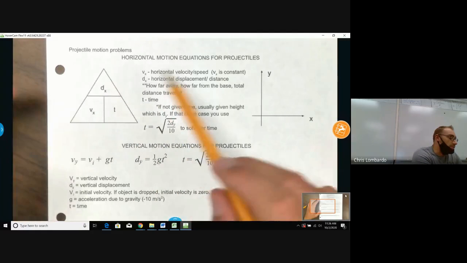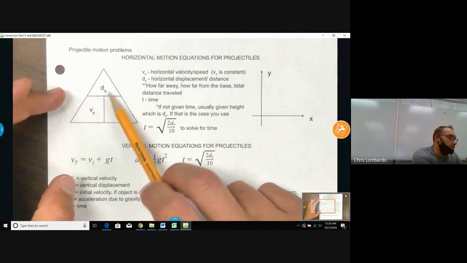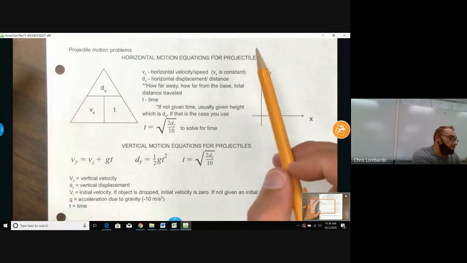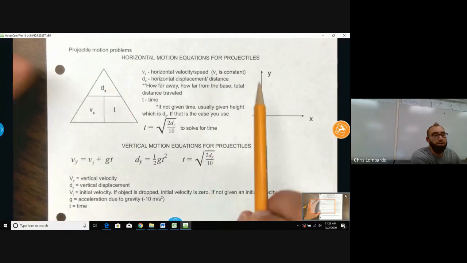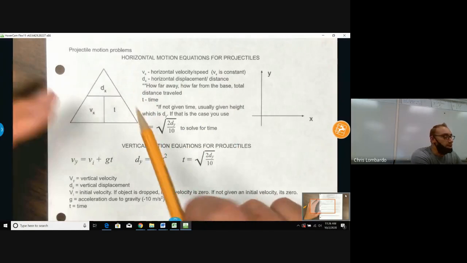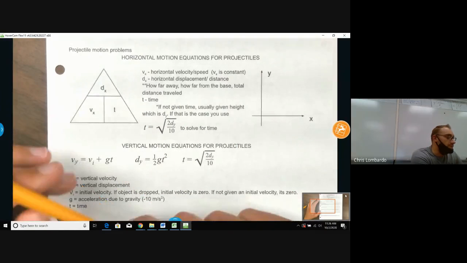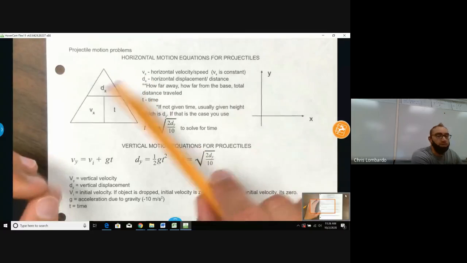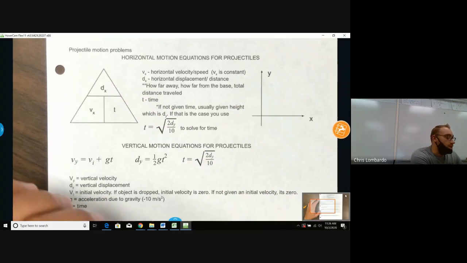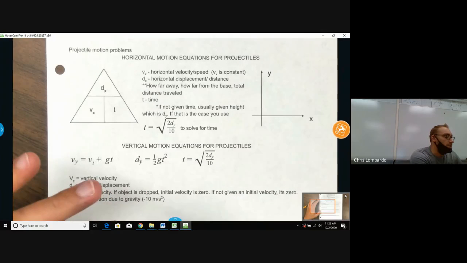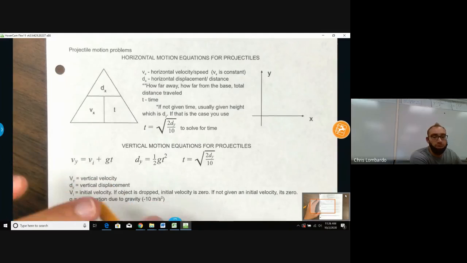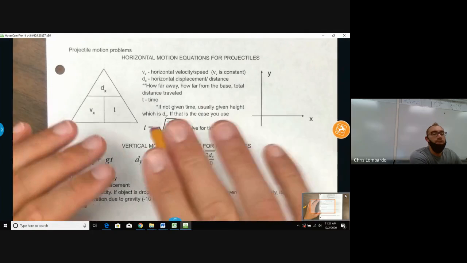Okay, you type everything here into the triangle, what each value stands for. Vx is horizontal velocity or speed. You need to know that that remains constant through the entire motion of the object. Dx is your horizontal displacement or distance. This little double star: if you're reading a problem that doesn't give you the full information, that's basically saying how far away is the object, how far from the base, what is the total distance traveled. That will be your dx.